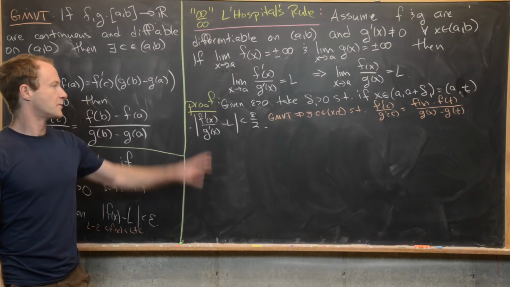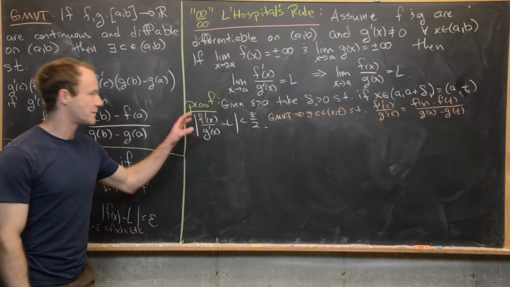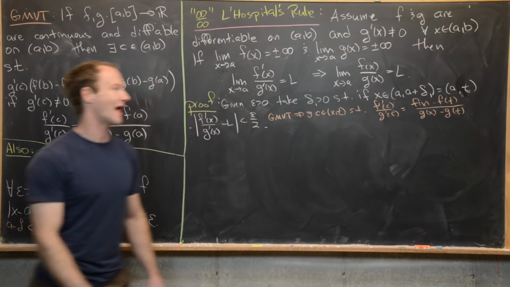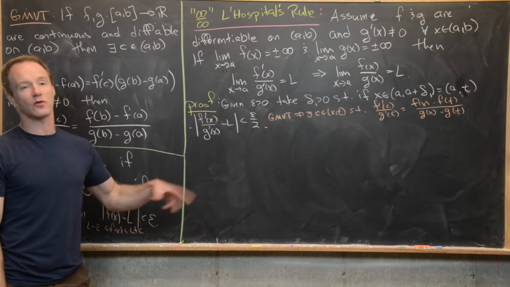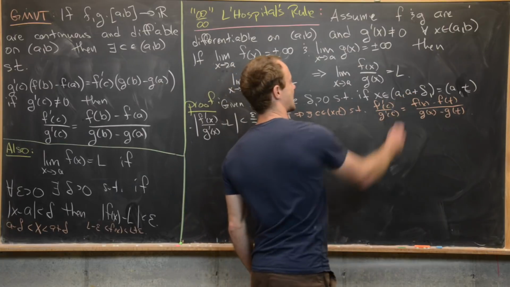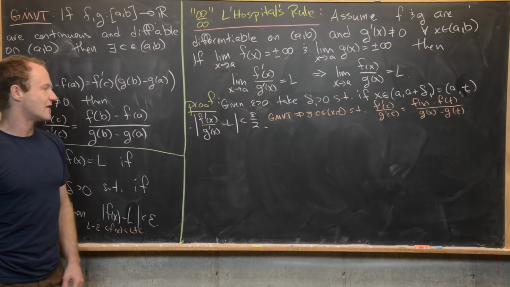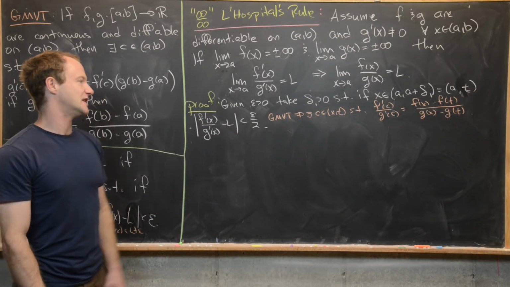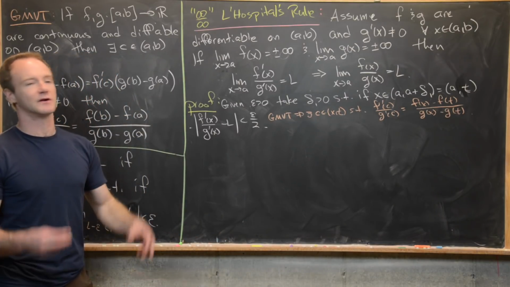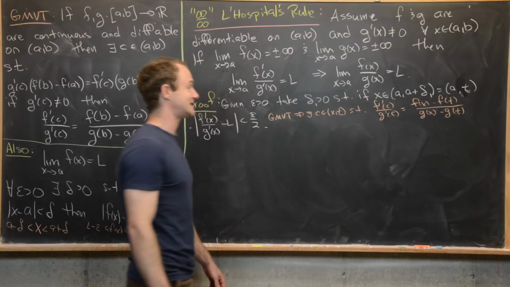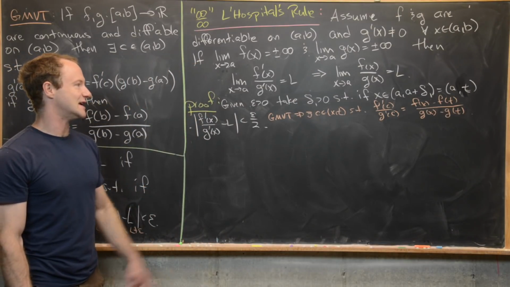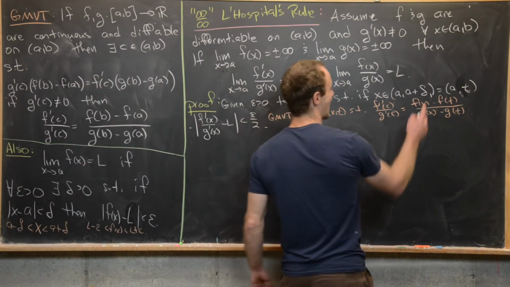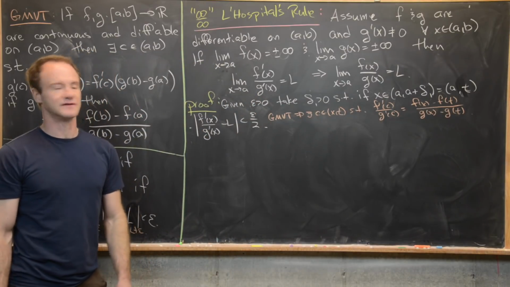Okay, so let's see where we are. We're given some arbitrary epsilon bigger than 0, and we took a delta 1 bigger than 0 such that if x was on this open interval a to a plus delta 1, in other words, a to t, where I set t equal to a plus delta 1, then we have f prime of x over g prime of x minus L is less than epsilon over 2. The next thing that we did is applied the generalized mean value theorem to this setup to find a c on the open interval x to t such that f prime of c over g prime of c is equal to f of x minus f of t over g of x minus g of t.